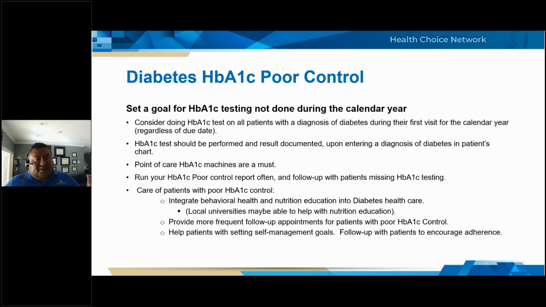One of the hot topics that has been on HRSA's scope is diabetes control. So we recommend to set a goal for HbA1c testing not done during the calendar year. That's different from just the diabetes measure, which is looking at poor control. We want to be able to impact and minimize that number of not done. You can easily run that report inside of whatever reporting tool you're using, and consider doing HbA1c tests on all your patients that are diagnosed with diabetes during their first visit of the calendar year, regardless of the due date. Now, why do we say that?